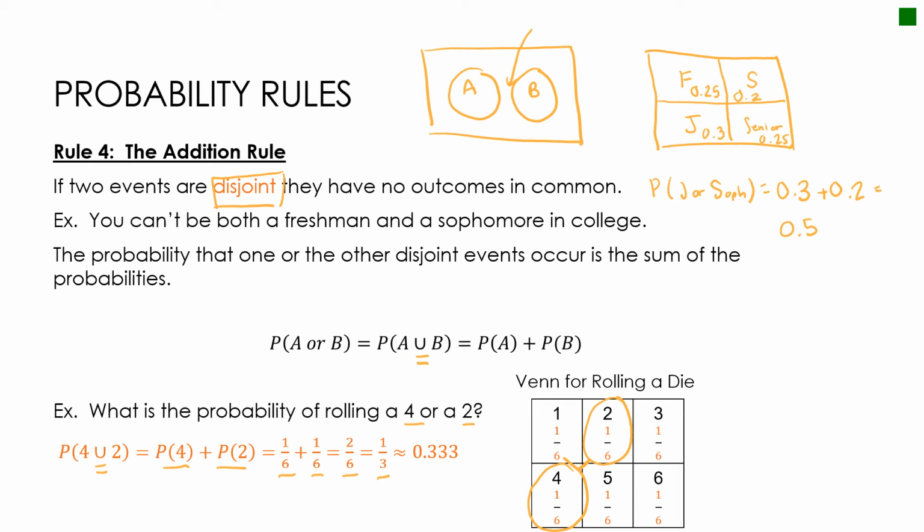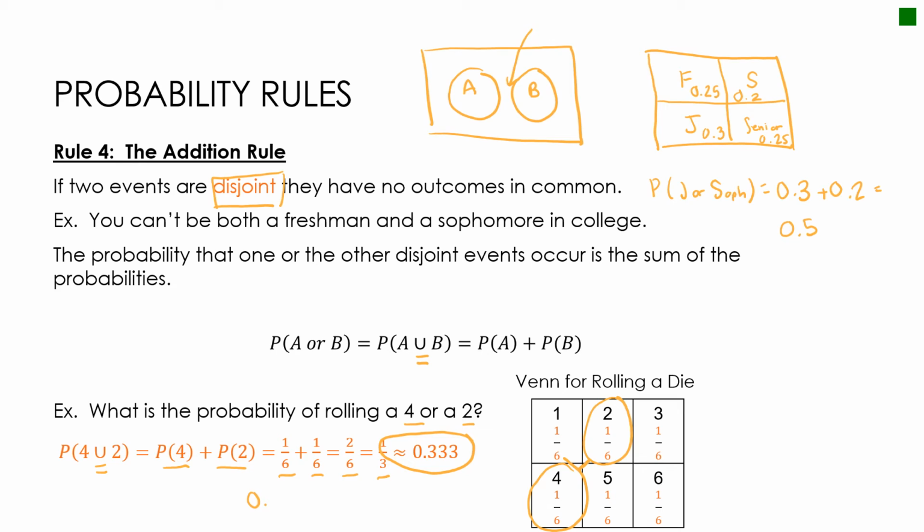I reduced that to 1/3, but notice my final answer I wrote as 0.333. So it's important that you do that, because if I would have rounded 1/6 and then added it to another rounded 1/6, I would not have gotten the same answer.